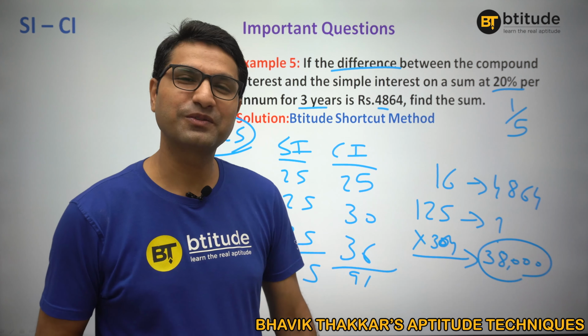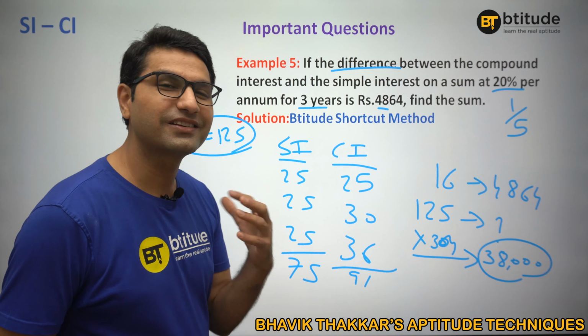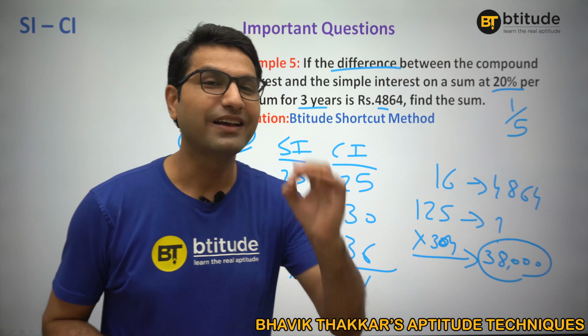I hope you enjoyed this one as well. So, again, all the questions are solved using the same technique. What is that technique? Again, try to understand. Simple interest remains the same every year, but compound interest always increases by the given percentage. In this particular case, 20%, that is 1/5, right? That's about it. Let's have a look at the next question.